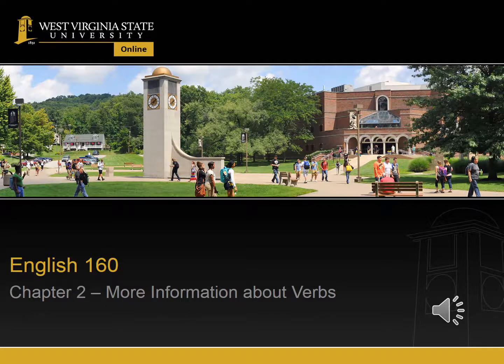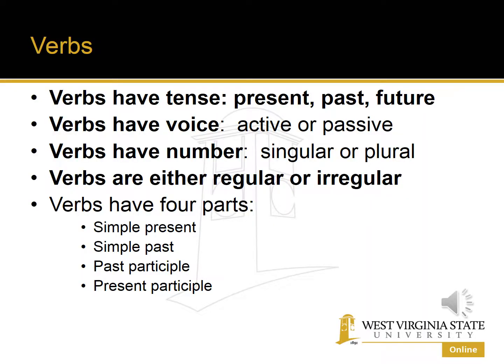In Chapter 1, we looked a little bit at verbs and predicates. And in this chapter, Chapter 2, we looked at the parts of speech. In this lecture, I'd like to focus on just one specific part of speech, which is verbs. So we go into a little bit more detail about verbs in this lecture. When we think about verbs, we have several things to consider.